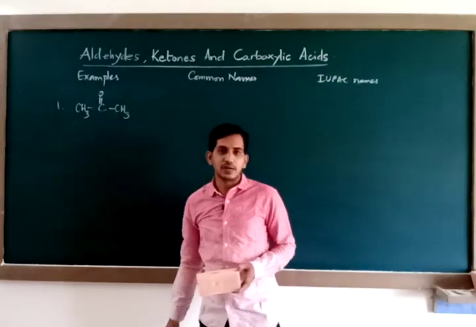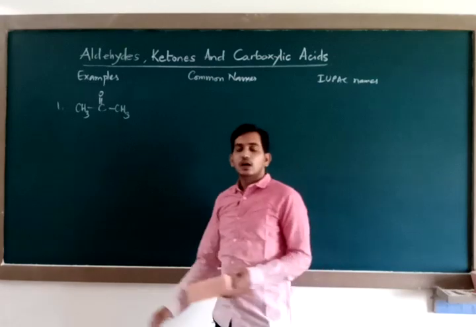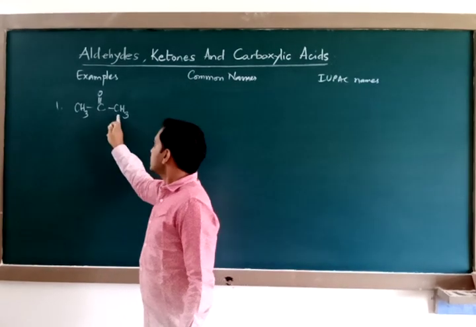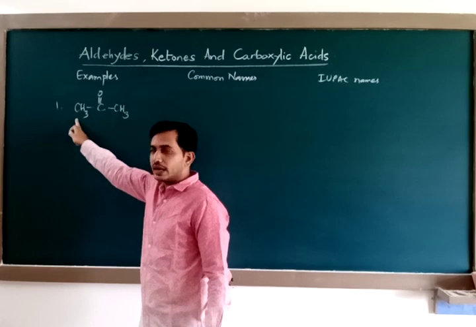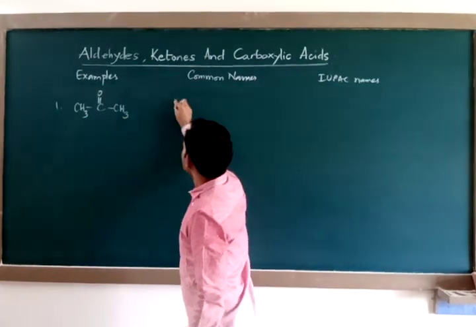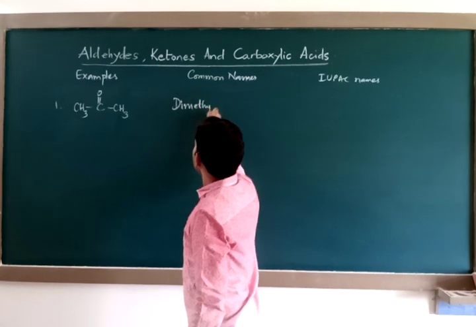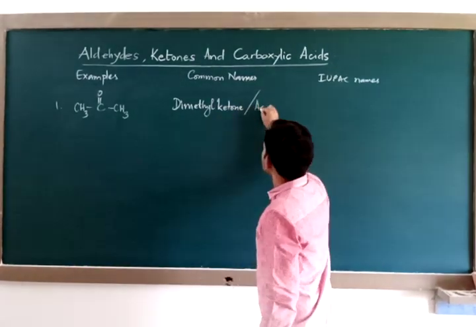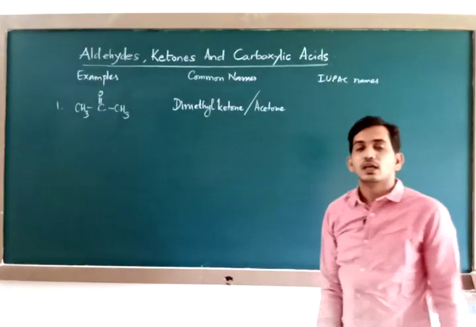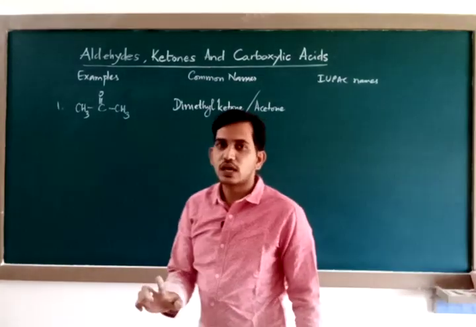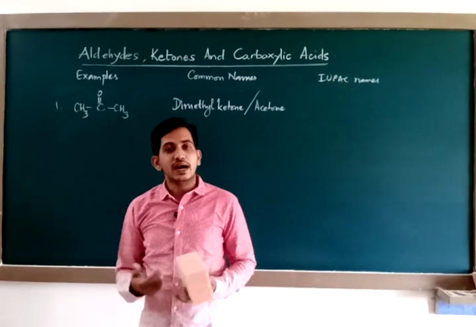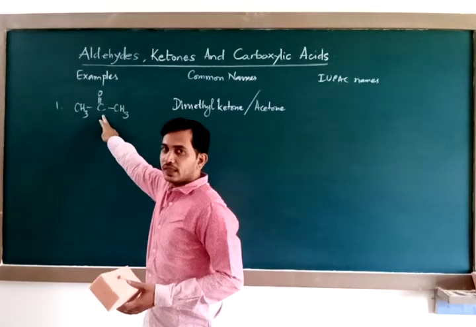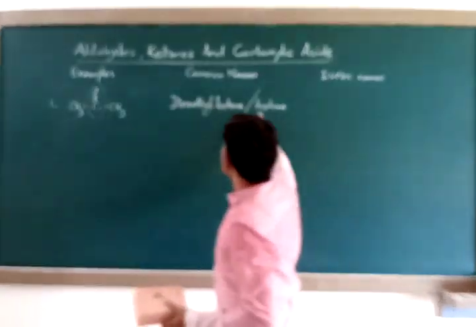How do you name this compound in the common naming system? In the common naming system, the names of ketones are derived from the names of alkyl groups. This alkyl group is called methyl, the other alkyl group is called methyl. If it has appeared twice, then you write dimethyl. The name should end with ketone, that's all. Dimethyl ketone. It is simply known as acetone. In the common naming system, not all ketones have common names like acetone. They are named by considering the names of alkyl or aryl groups attached on either side of the ketonic group, and the name should end with ketone only.